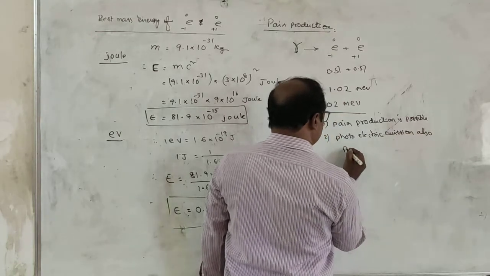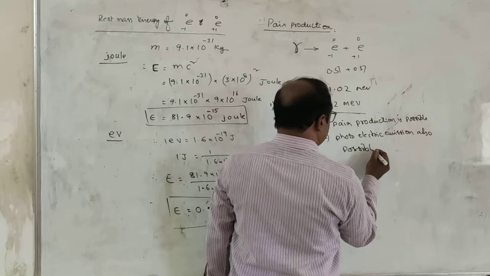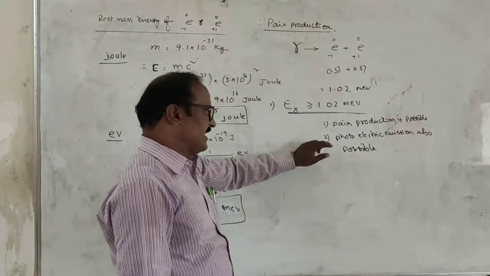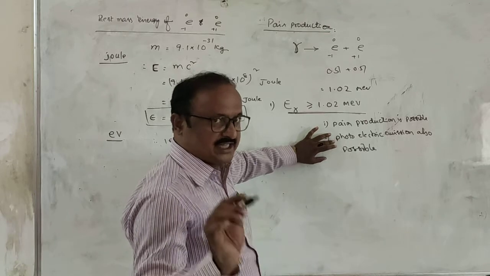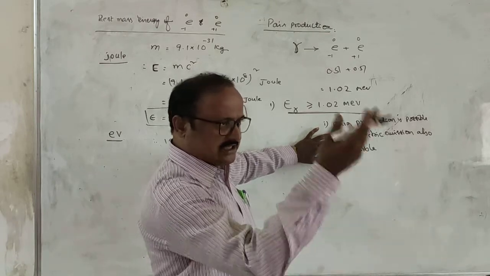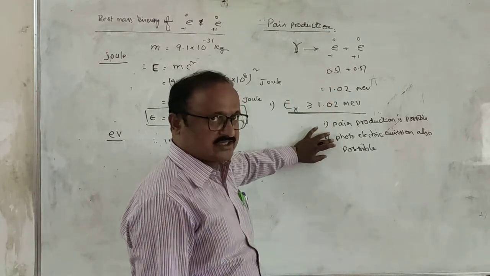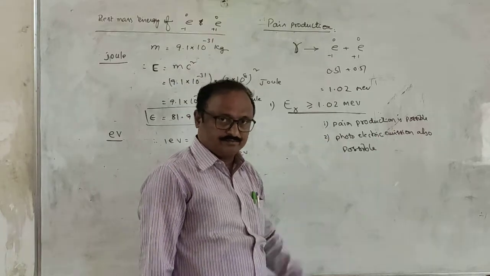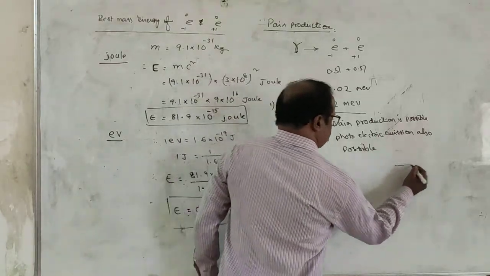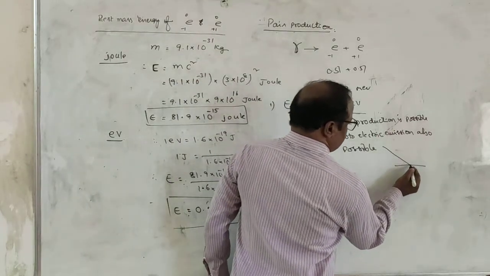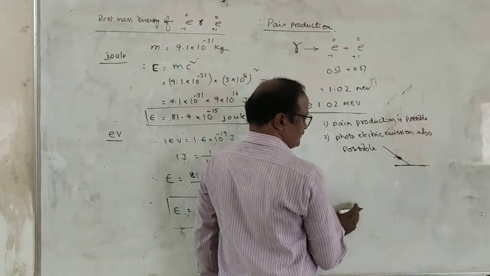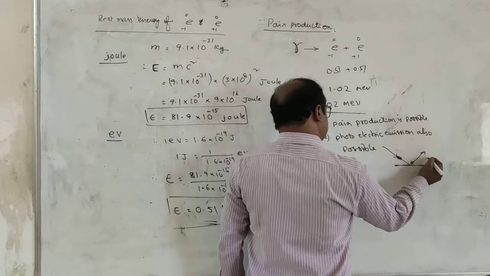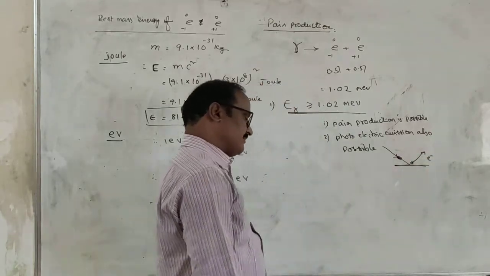Photoelectric emission is also possible. Why? What is the concept of photoelectric emission? When light of sufficient energy is made incident on a photometal, electrons are ejected from it. They are called photoelectrons and the process is called photoelectric emission. Suppose this is the surface, and light is incident on the photosurface in the form of photons. Electrons are ejected from it. This is called photoelectric emission.